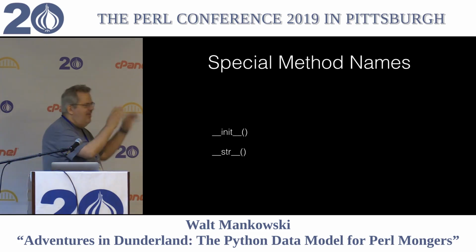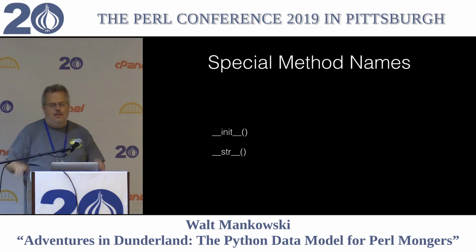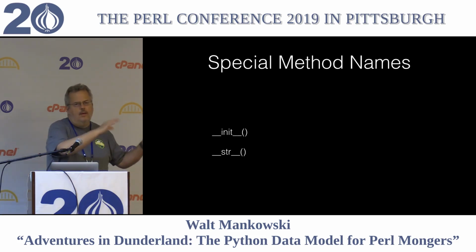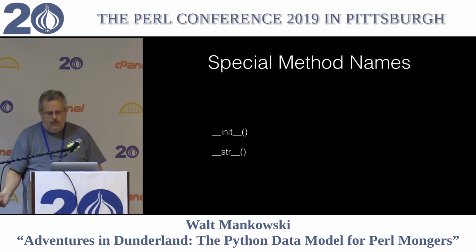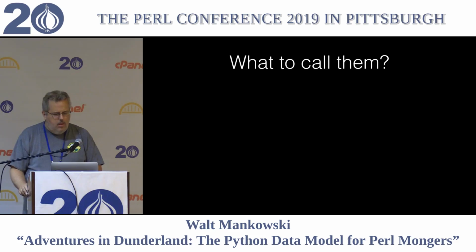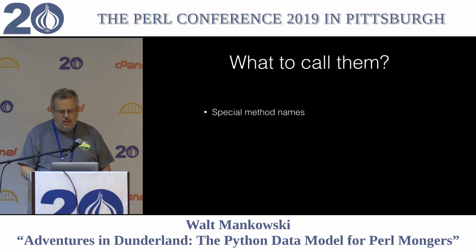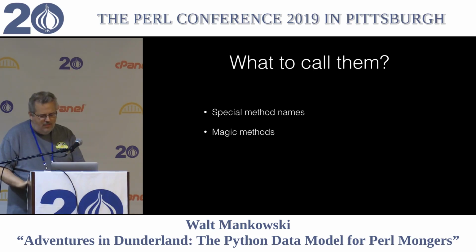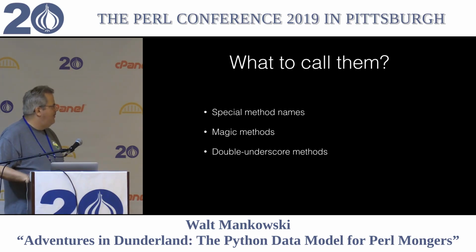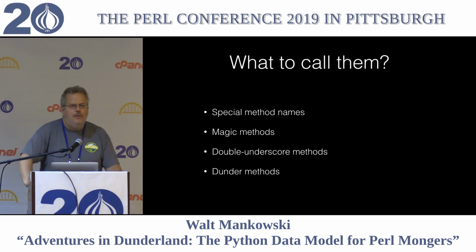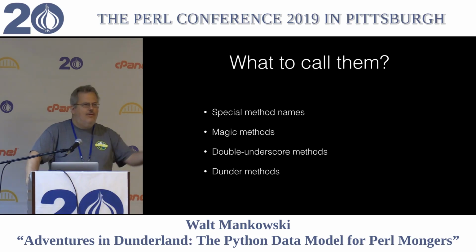And there are dozens of these, and they're really one of the keys to writing not only idiomatic Python, but classes that work like the internal classes, objects and types. So what to call them? They seem to have a lot of names. The documentation calls them special method names. I've also seen them called magic methods. And some people call them double underscore methods, but that's a mouthful, so it sometimes gets abbreviated to dunder methods. And that's how I came up with the name of the talk.